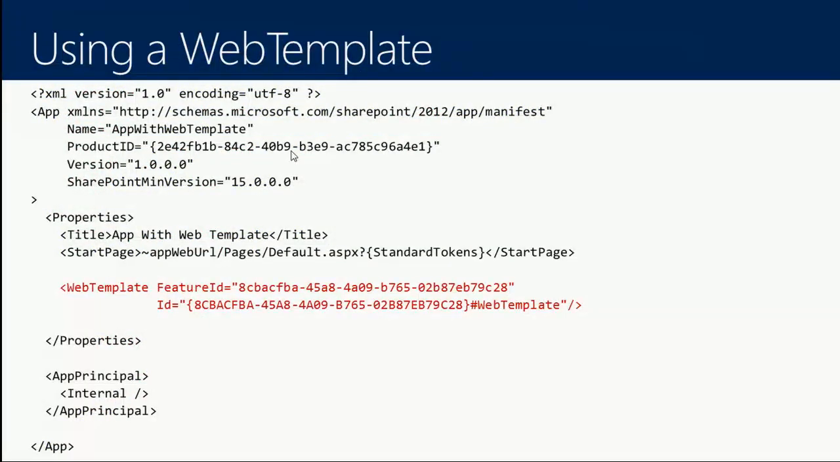You can also, to that same thing, apply a web template. This is the same web template stuff that we know and love from 2010. So if you have a web template definition, you can see in the app manifest that there's a place to specify the feature ID of the web template that you want to use, and that'll get applied to your app.